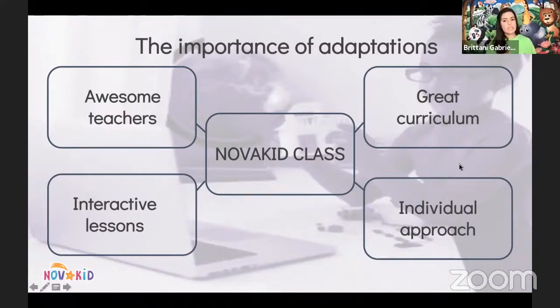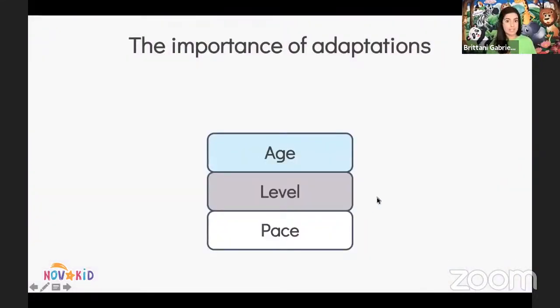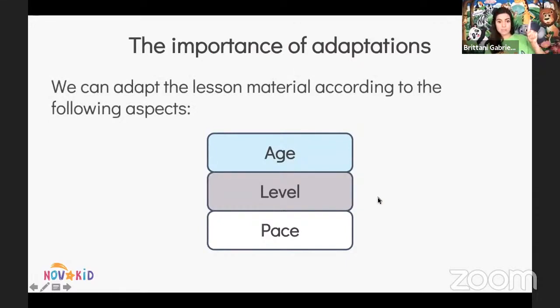Let's look at 3 different ways we can adapt our lessons. We can adapt again to the student's age. We can adapt to the student's level, or we can adapt to the student's pace. How are they perceiving the information? And are they really learning it?